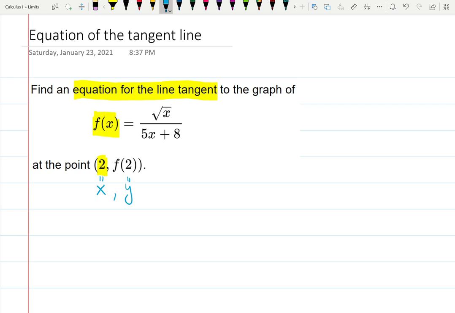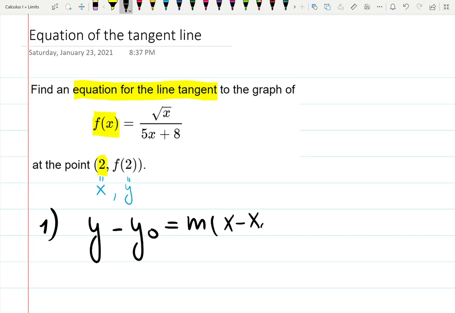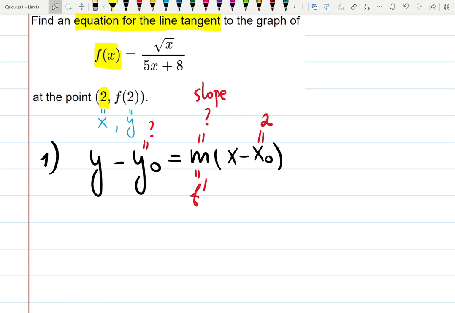And the equation of a tangent line in your mind should be already holding in your memory: y minus y0 equals m times x minus x0. So what do you need to find and what is given? x0 usually is given, that is 2. You can even put it here, that's 2. y0 is not given, that's f of 2, we will need to find it. But the most complicated part is actually to find the slope, m. How to find that? That is f prime. So the first step is to find the derivative.